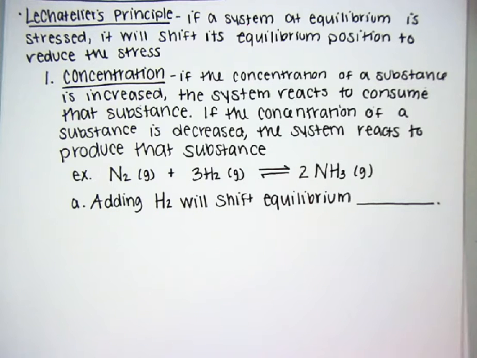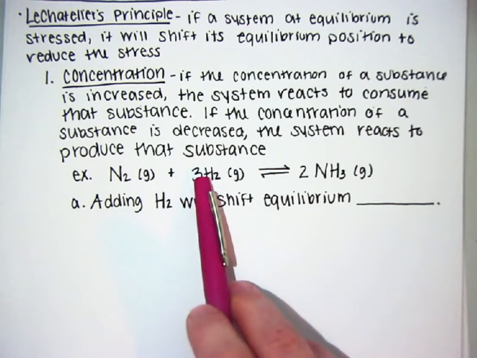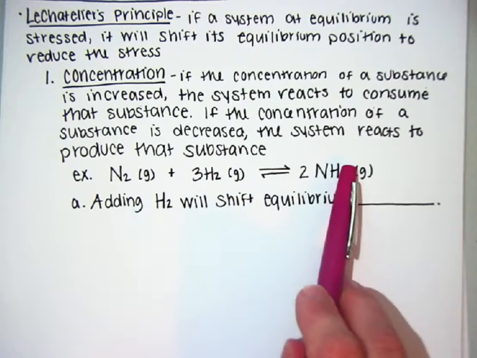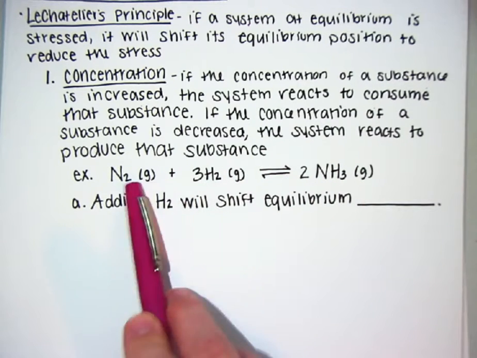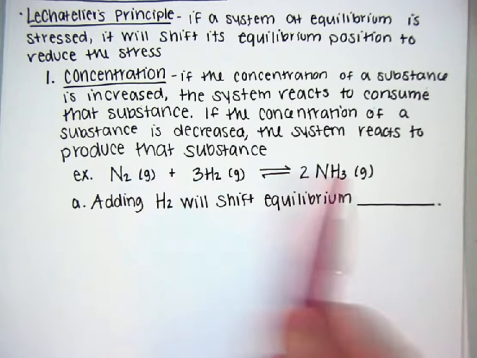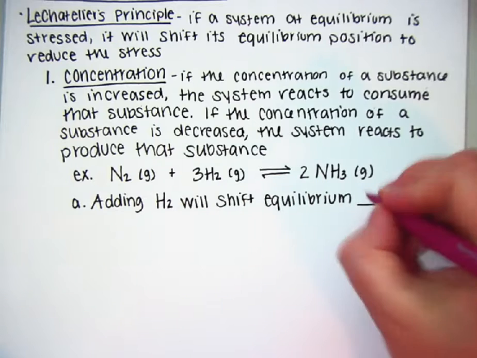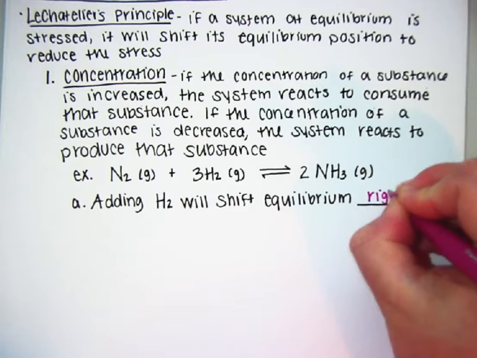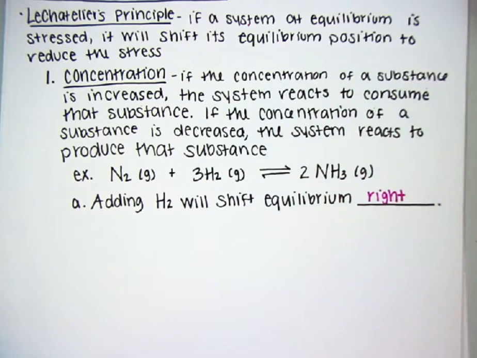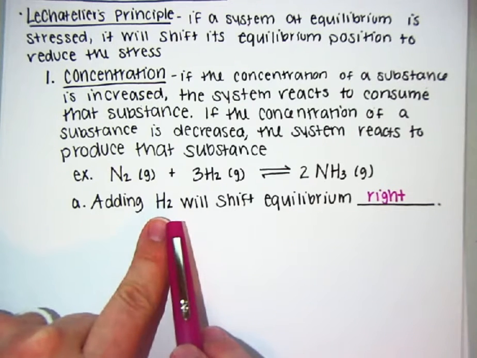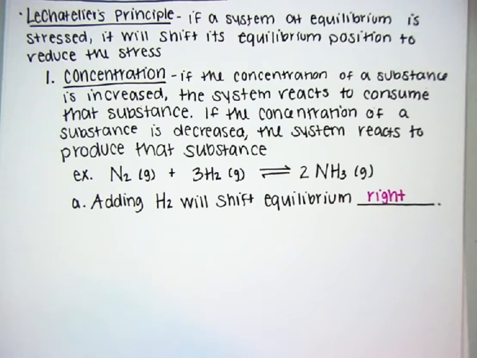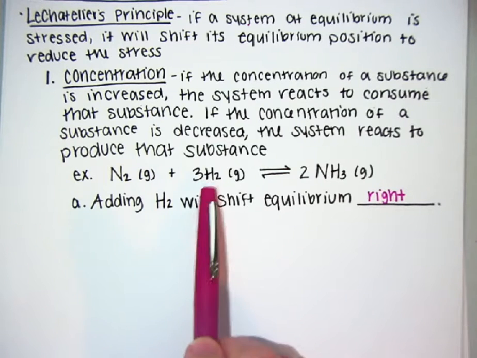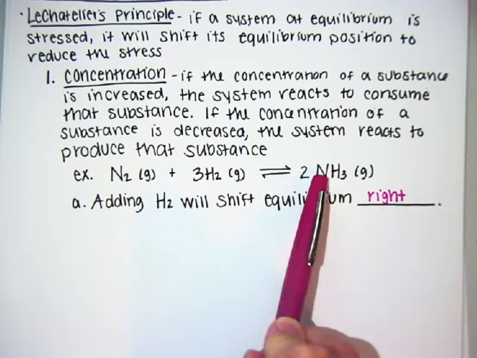Well, we would want it to go forward. If this reaction goes in the forward direction, the reactants would be getting used up and we would be making more products. So equilibrium would shift to the right. Again, if I add hydrogen, the way I restore equilibrium is by using up hydrogen. The way that I use up hydrogen is I make more ammonia.